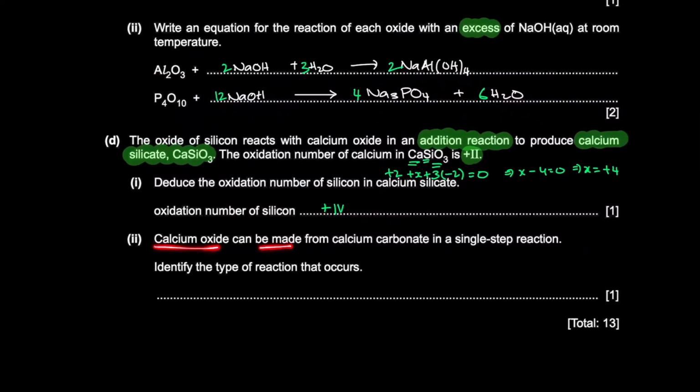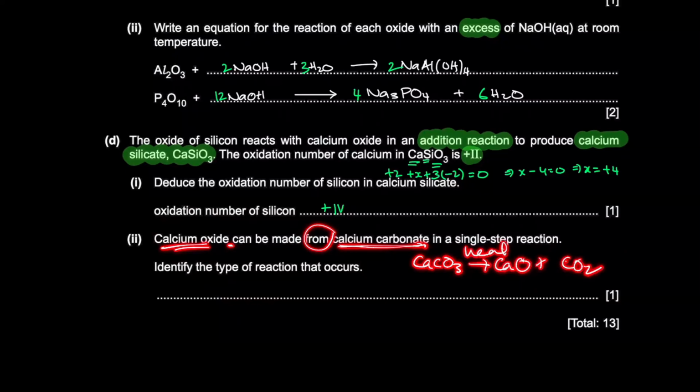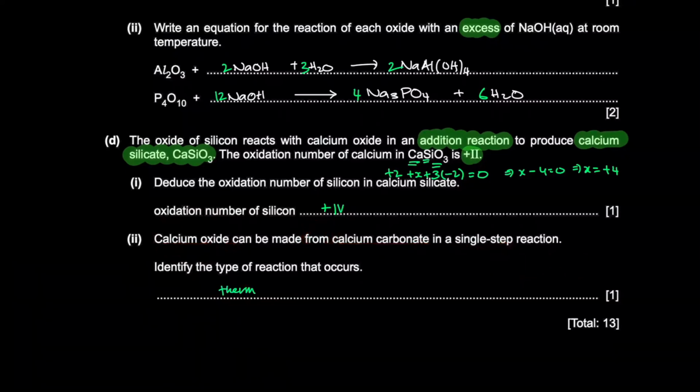Calcium oxide can be made from calcium carbonate in a single step reaction. Identify the type of reaction that occurs. So you want to make calcium oxide from calcium carbonate. Calcium carbonate is decomposing thermally. Thermal decomposition means when you heat it and it decomposes, forming calcium oxide and carbon dioxide. So it's thermal decomposition.